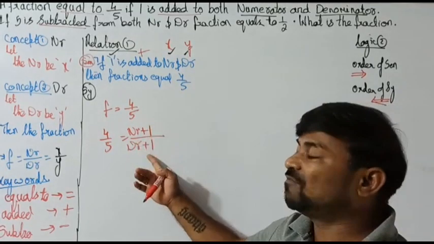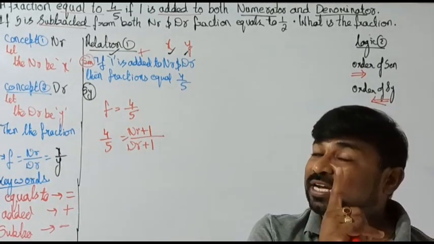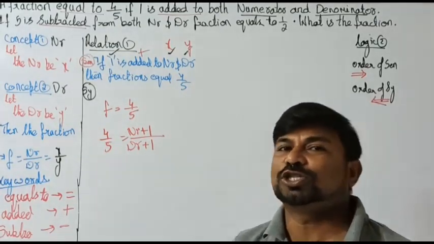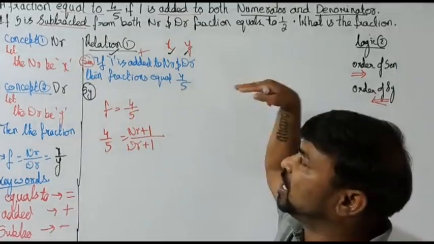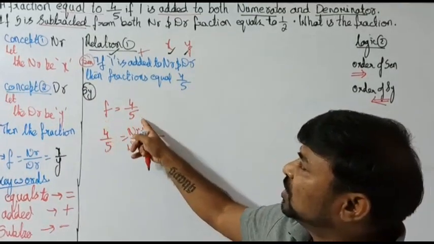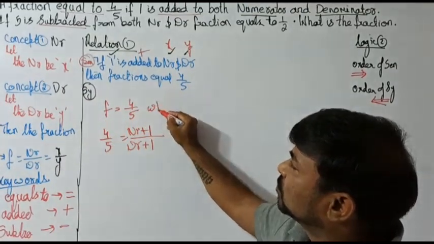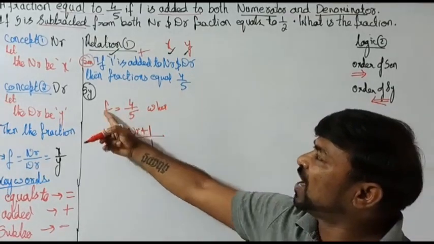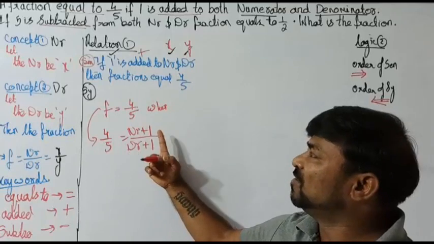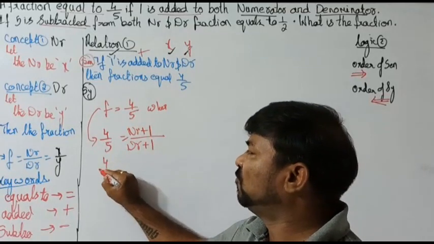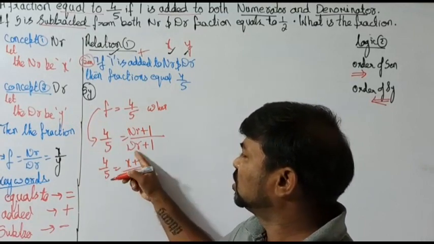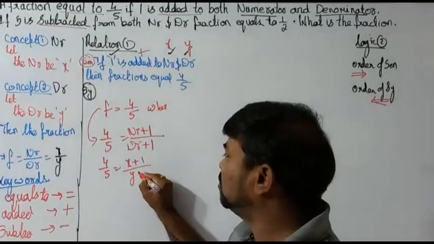Of course, as we are having plus here, it doesn't matter. But when it is minus, twice, all those things matter. Therefore, follow the correct procedure for everything. Order of sentence and order of symbol should always be in the reverse direction. Fraction equals 4 by 5 when 1 is added to numerator. That is 4 by 5 equals, what is the numerator? Numerator is x plus 1. What's the denominator? It's nothing but y plus 1.